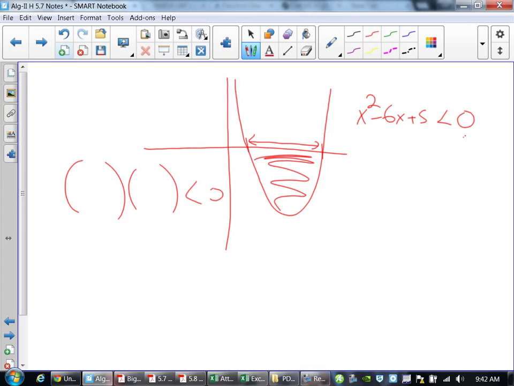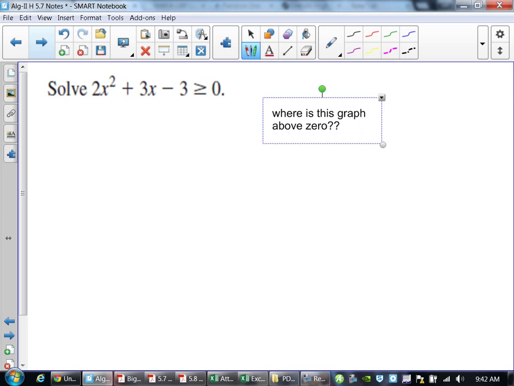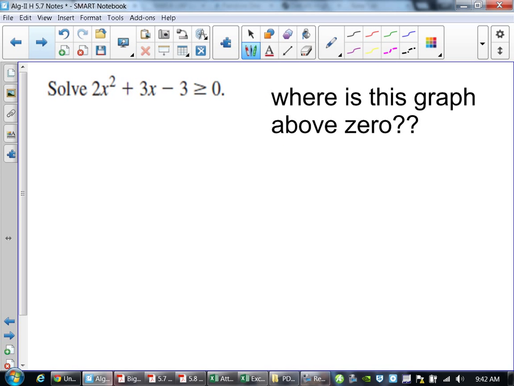Do you need the X? Let's try another one. Same idea. Same exact idea here. This is asking you, where is it greater than or equal to 0? So it's asking you to basically solve for your zeros like you would normally, and then write that out as a boundary. That's all it is. Yes, ma'am.